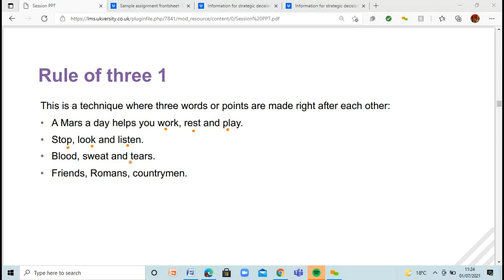Then you go stop, look, and listen. That's what we teach little ones when they're crossing roads, to teach them how to look left and right. Then blood, sweat, and tears. So I worked my blood, sweat, and tears to get this project finished. Then you've got friends, Romans, countrymen, and so on. And then you might have seen T-shirts that got quite popular a while ago, with things like eat, sleep, repeat, that type of thing, to make a point and really make you focus on certain things.